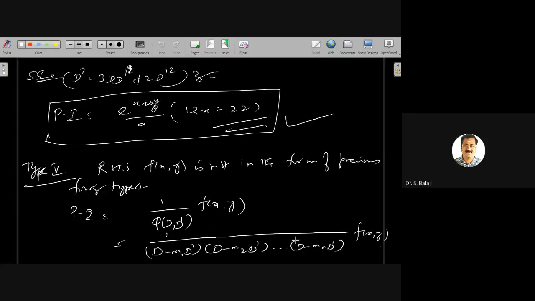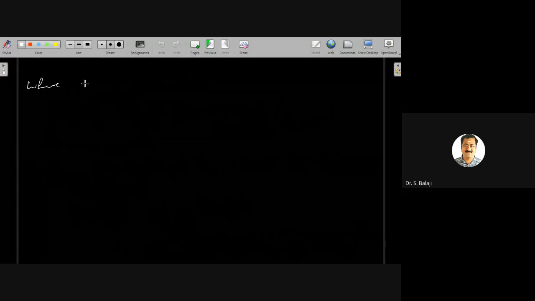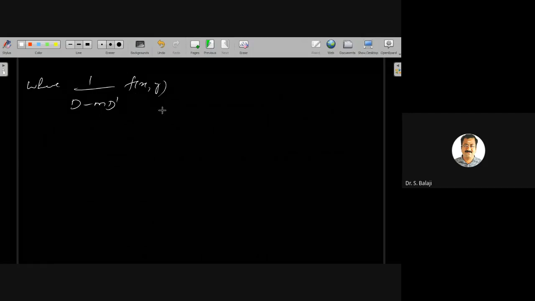Yes, you have to operate with this one first, and then move one by one here. When you operate with this factor, what will be the idea here? Suppose it is generally (D - mD')z = f(x, y). If you operate with any one of the factors here, what procedure can we follow? Here you are going to apply Lagrange's linear idea, where you have to evaluate this one.